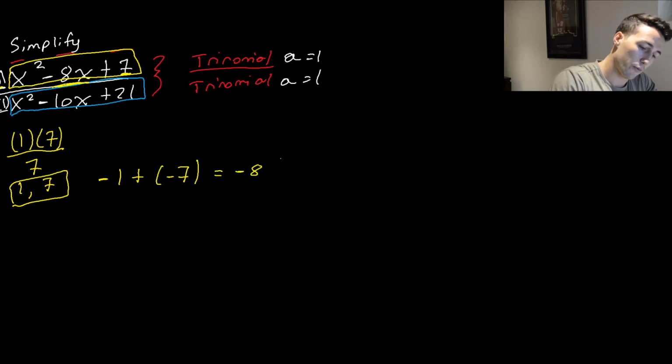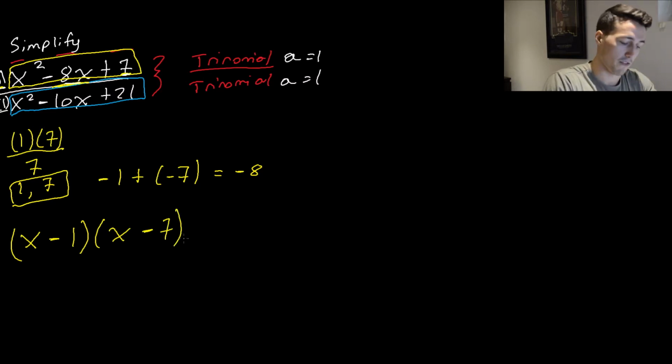So by that logic, we now have a factored form of this expression because we had our a term, which was this 1 here, and our c term, which was this 7, and the sum of the factors of that term ended up equaling this middle term, which is 8x. So the top expression can be written in this factored form as x minus 1 multiplied by x minus 7. And so that's now the factored form of the numerator.